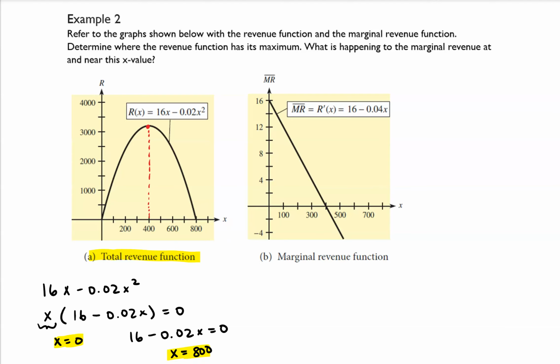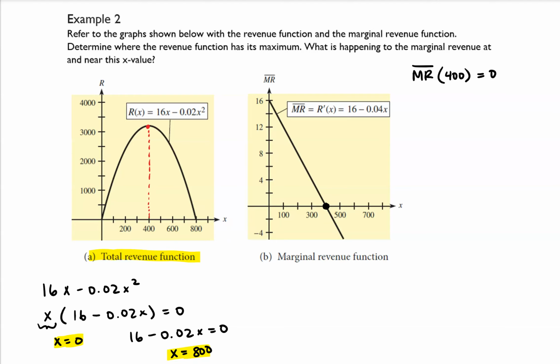So that was a very long-winded way of saying that the maximum is happening when this company is selling 400 units. Now it's asking what's happening to the marginal revenue at and near this value. Well, the marginal revenue at 400 is equal to 0. So MR of 400 is equal to 0. And then basically, as you sell more units after 400, the marginal revenue starts to become negative.